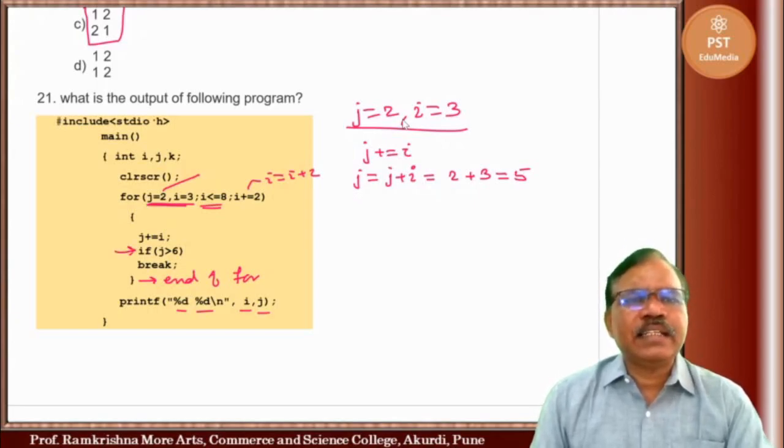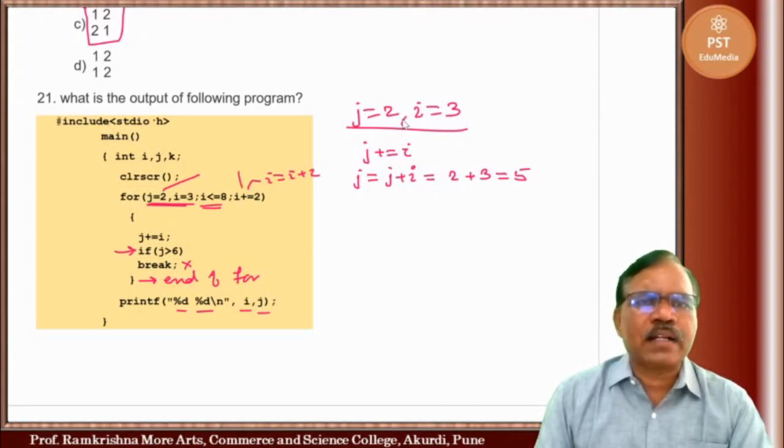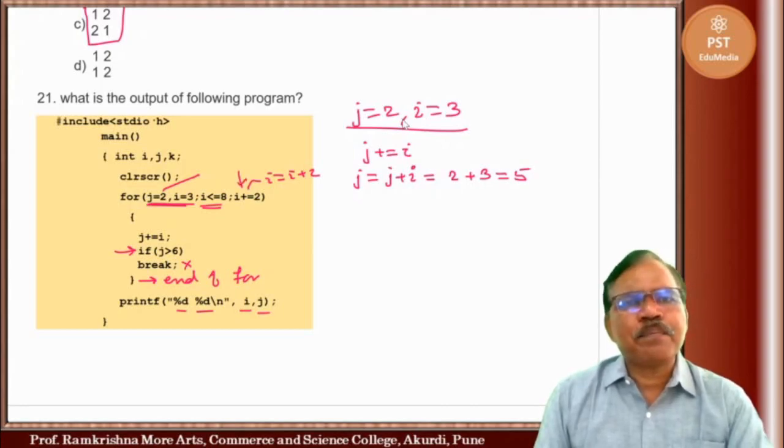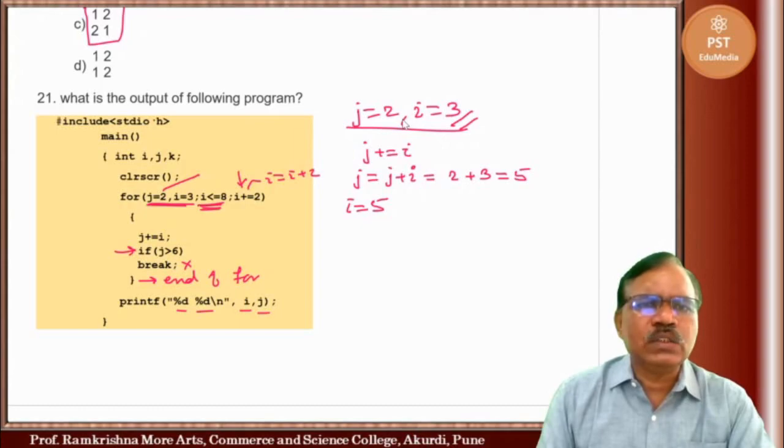If j greater than 6? No. So break is not evaluated. It will go back. i += 2 means i equals i plus 2. i is 3, 3 plus 2, so i becomes 5. The condition is true.